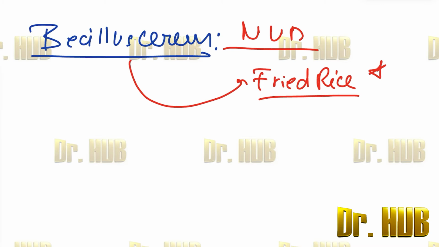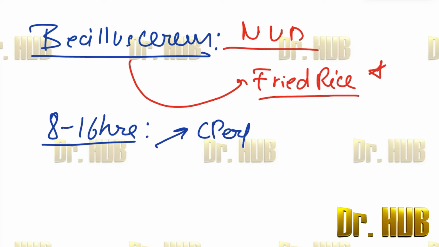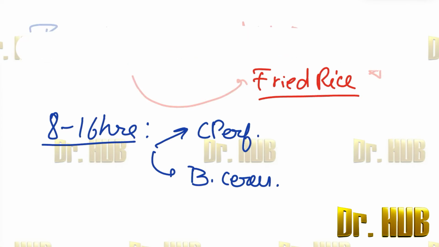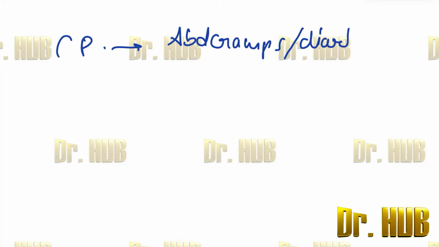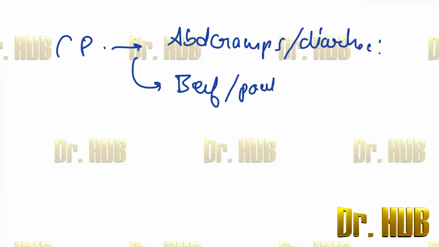Next we move on to the time period of 8 to 16 hours. Here, in 8 to 16 hours, the organisms include Clostridium perfringens as well as Bacillus cereus. So what are the manifestations? In Clostridium perfringens, which we write as CP, the presentation is abdominal cramps associated with diarrhea. What are the sources? Sources include beef, poultry, as well as legumes and gravies.